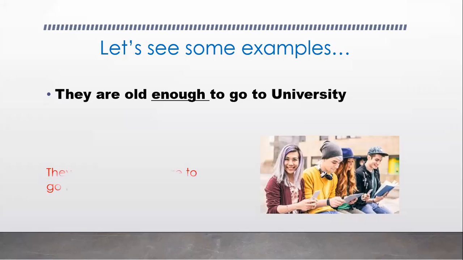Exactly. But let me give you an idea. They are the right age to go to university, in other words. But if you want to change this adjective, instead of old, you can use smart, intelligent. It's okay, okay? Thank you, Dimitri.